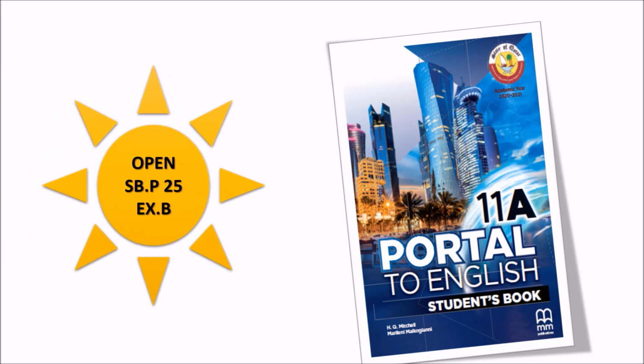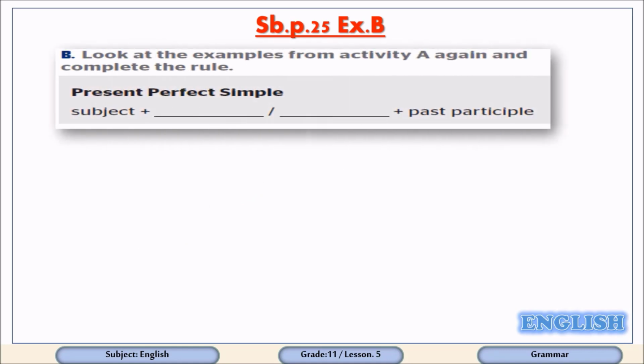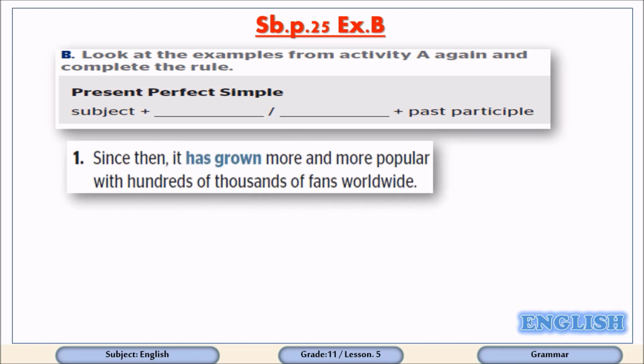Dear students, now please open Students' Book, page 25, exercise B. Look at the examples from activity A again and complete the rule of the present perfect simple. Sentence 1. Since then, it has grown more and more popular with hundreds of thousands of fans worldwide. We can easily notice that the subject it comes with has plus the past participle grown.